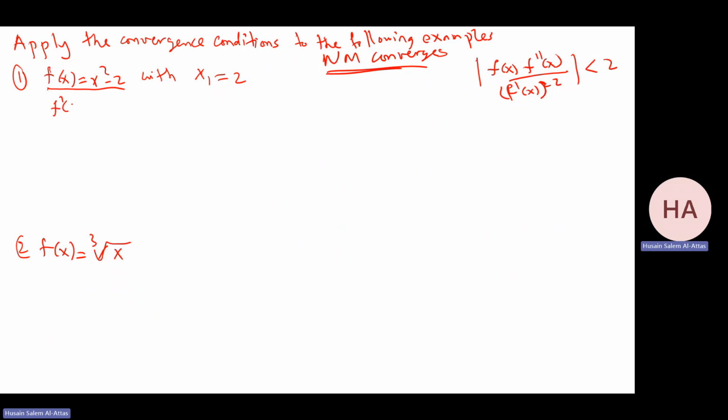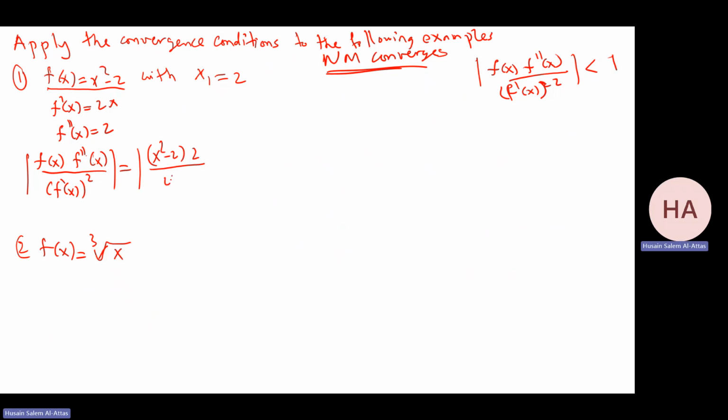So what will be f prime is 2x. What is f double prime is 2. Now let us see the formula. It will be f of x, f double prime of is less than 1. Less than 1. F double prime of x over f prime of x square, which is what? X squared minus 2 times 2 over 4x squared. In other words, it's 1 over 2 minus 1 over x squared.